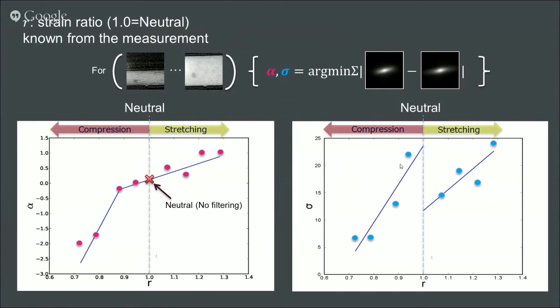So for sigma, we do a separate fit for stretching and compression to capture the difference in behavior between stretching and compression. There's a discontinuity. However, we make sure the alpha goes to zero at the neutral state too, so that the animation still stays smooth. So basically, when it's neutral, there's no filtering. So we're fine.